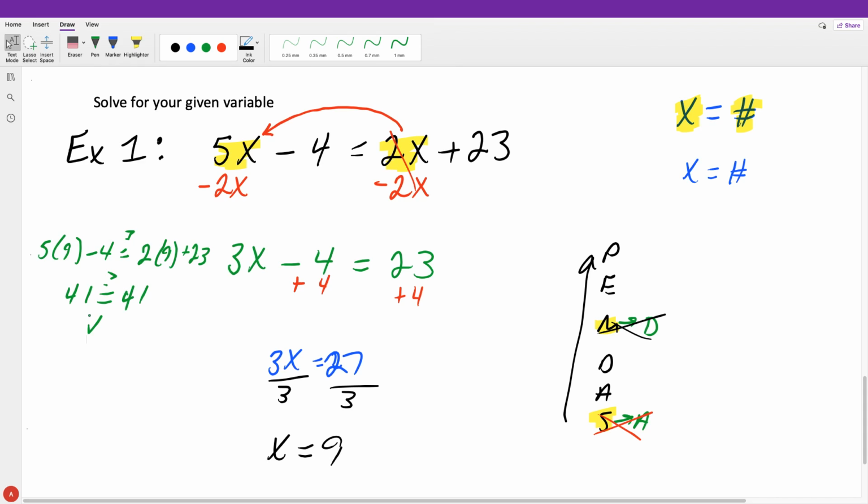All right, so this is something that a lot of people make mistakes on. They will just add this 2 and this 5 and say 7x. So remember, when we're moving it to the other side of the equation, we need to do inverse operations.